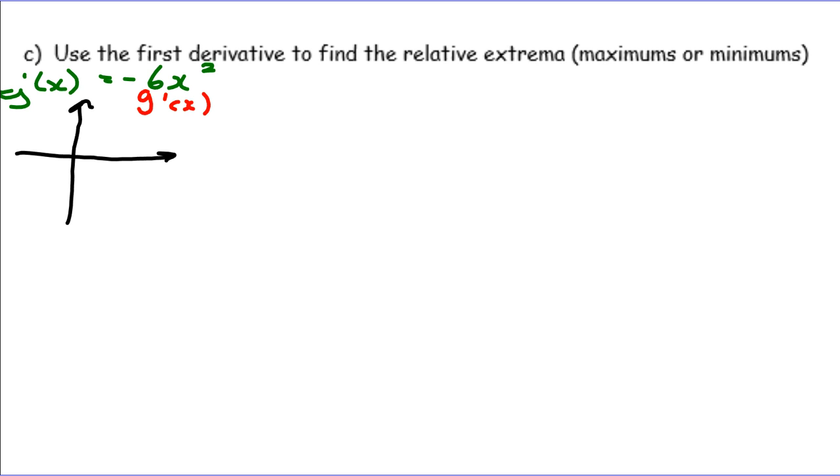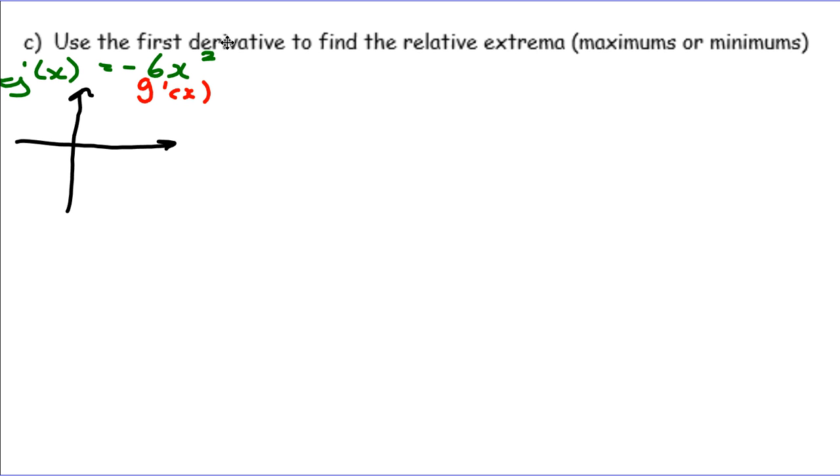So use the first derivative to find the relative extrema, maximums or minimums. Just reminding us that the first derivative was negative 6x squared. The original was negative 3x cubed. And as Grace said, we're graphing the derivative again.